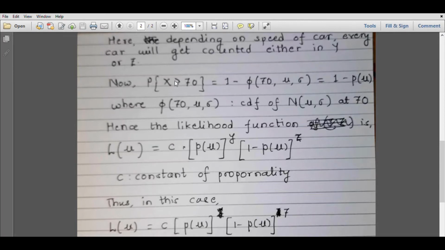Now what is the probability that a car's speed will be more than 70 miles per hour? Because the car speed is normally distributed, you can obtain this probability by using the normal CDF. So it will be 1 minus the normal CDF at point 70. Suppose this Phi at 70, mu, sigma is represented, because sigma is given to be 10, it is simply a function of mu, so I am representing it as p(mu). So this probability that x is more than 70 given mu, here I should have put given mu, should be 1 minus p(mu).